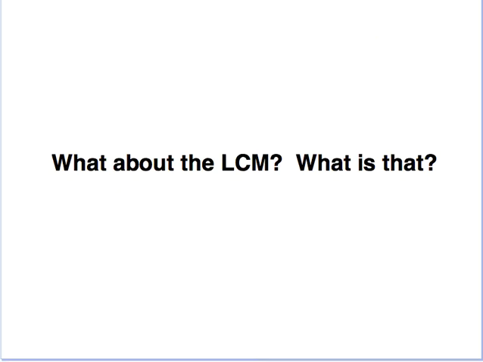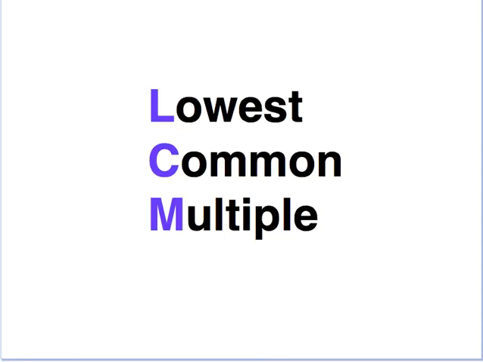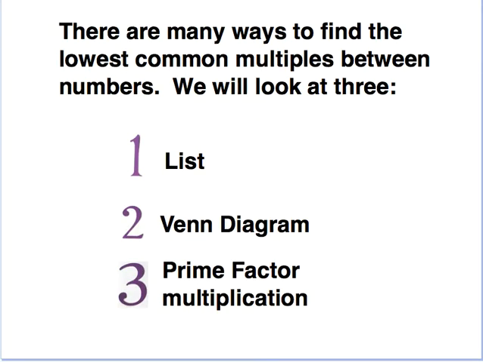Okay, so just a quick review. What is the LCM? It's really important when we're talking about factors and multiples because it's really going to help us out, especially when we're looking at two different numbers and we want to find something that they have the same. So the LCM stands for the lowest common multiple. There are many ways to find the lowest common multiple between numbers, and we're going to look at 3 different ways of doing that. The first one is to list it. The second one is to create a Venn diagram. And the third is to do prime factor multiplication.